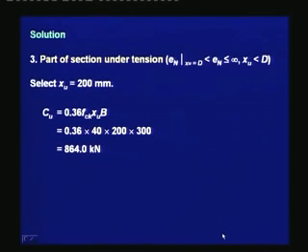Next, we are moving on to the case of a part of a section under tension. We are selecting XU is equal to 200 millimeters. Note that now the neutral axis lies within the section.